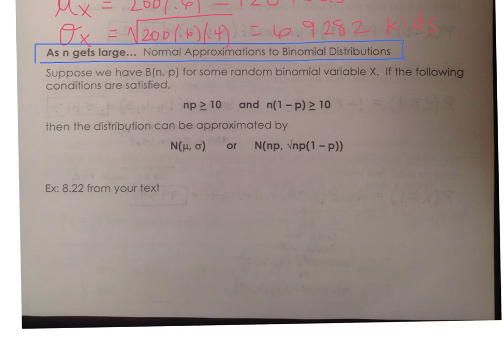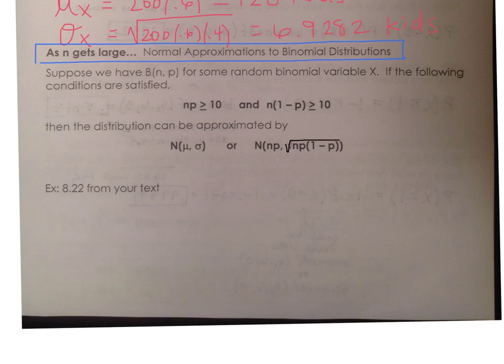So let's suppose we have a binomial distribution with parameters n and p for some random binomial variable x. If these conditions are satisfied, so if we take n times p and it's greater than or equal to 10, and then if we take n times q, or the complement of p, that's also greater than or equal to 10, if both of these things are true, then we can use the normal approximation for the new distribution with the mean and standard deviation as they are defined above.